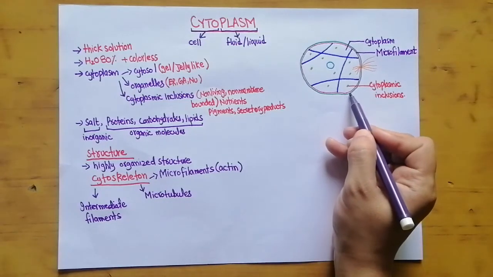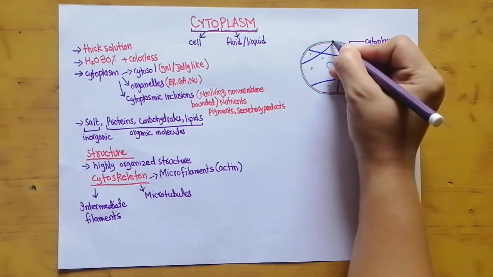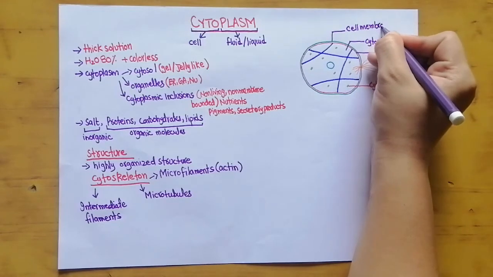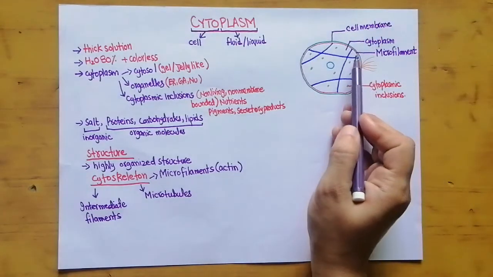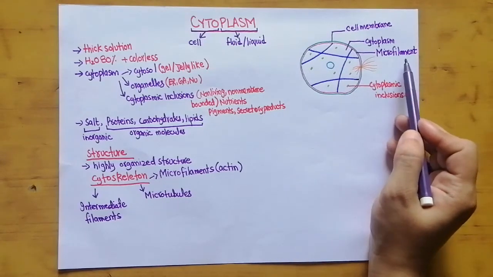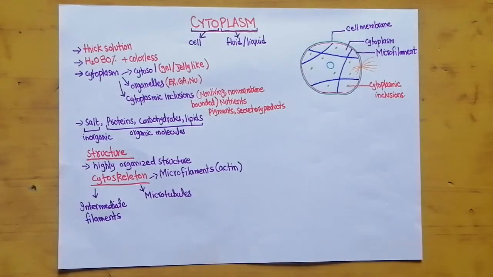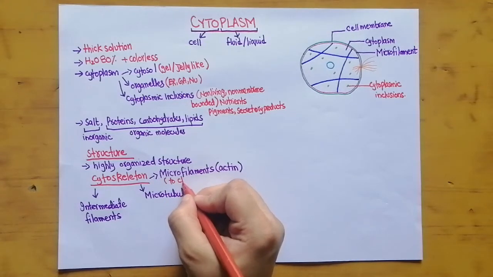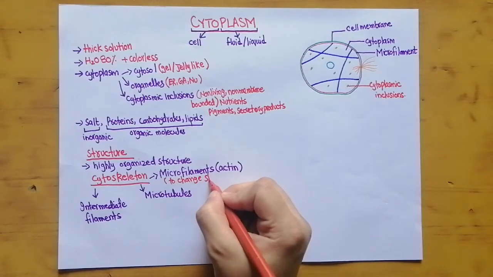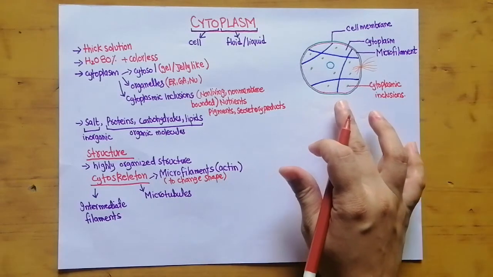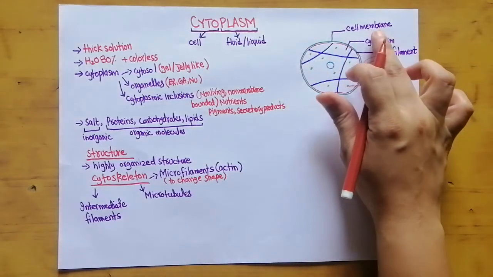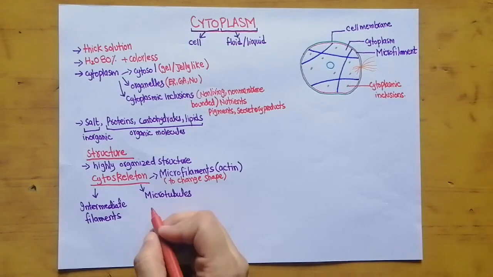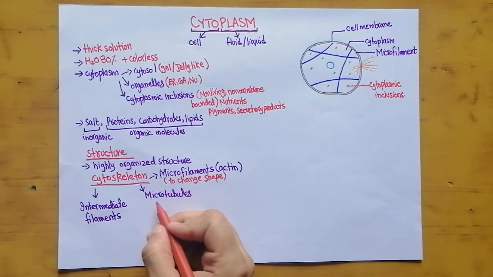The microfilaments are actually next to the cell membrane. This green part here is the cell membrane. Along with this, the pink part here is microfilaments. As we said, microfilament, which is made up of actin protein, is very helpful for the cell to change its shape. So when it is present next to the cell membrane, it will be very helpful to change the shape of the cell.